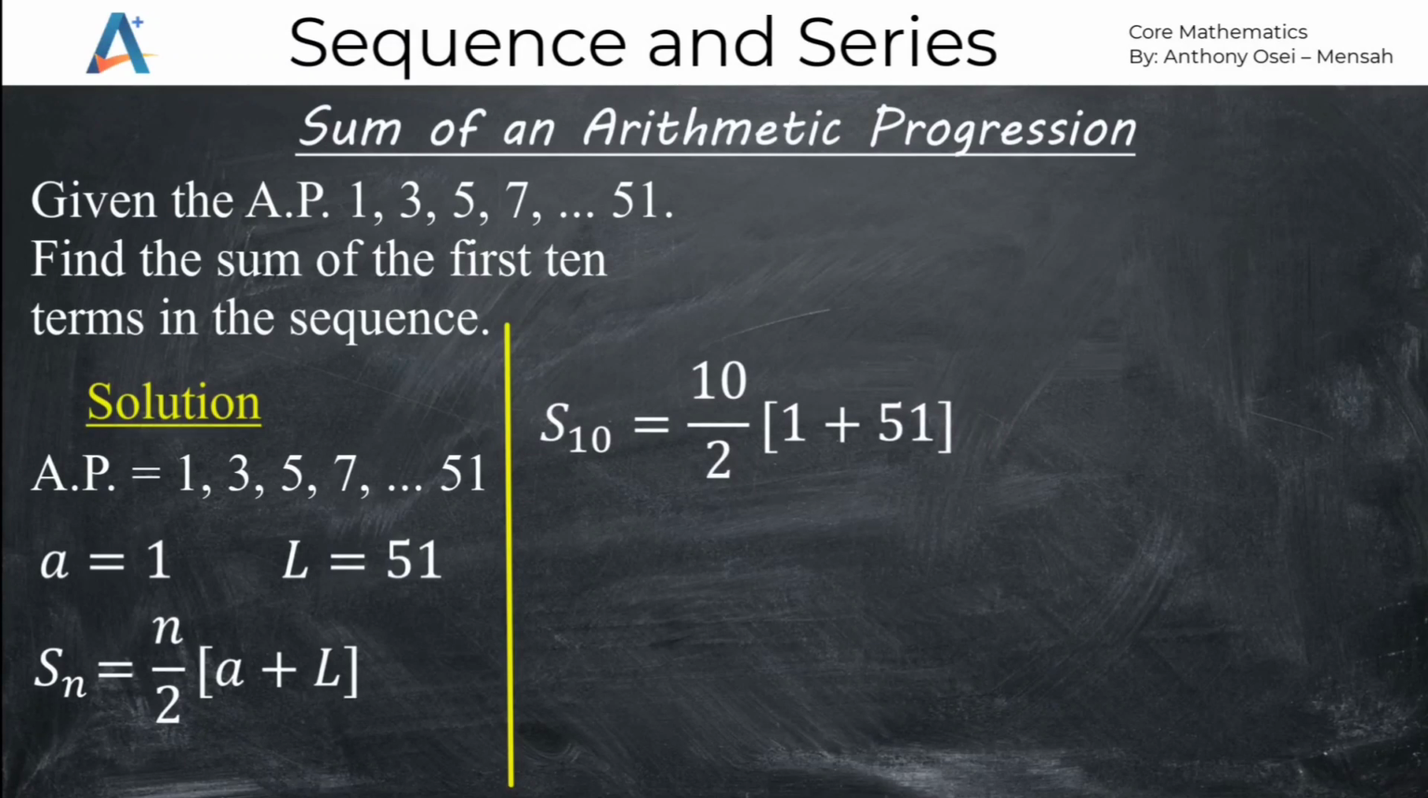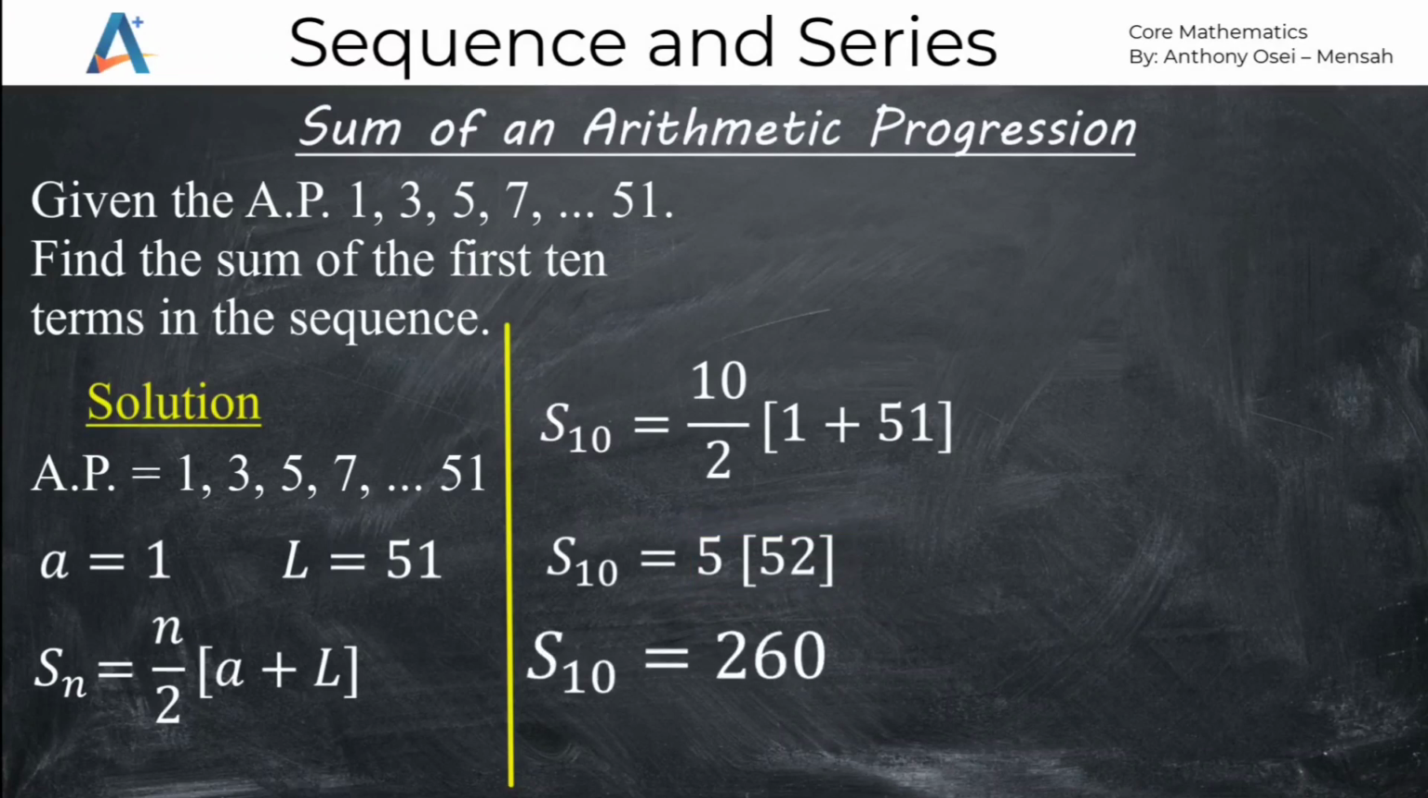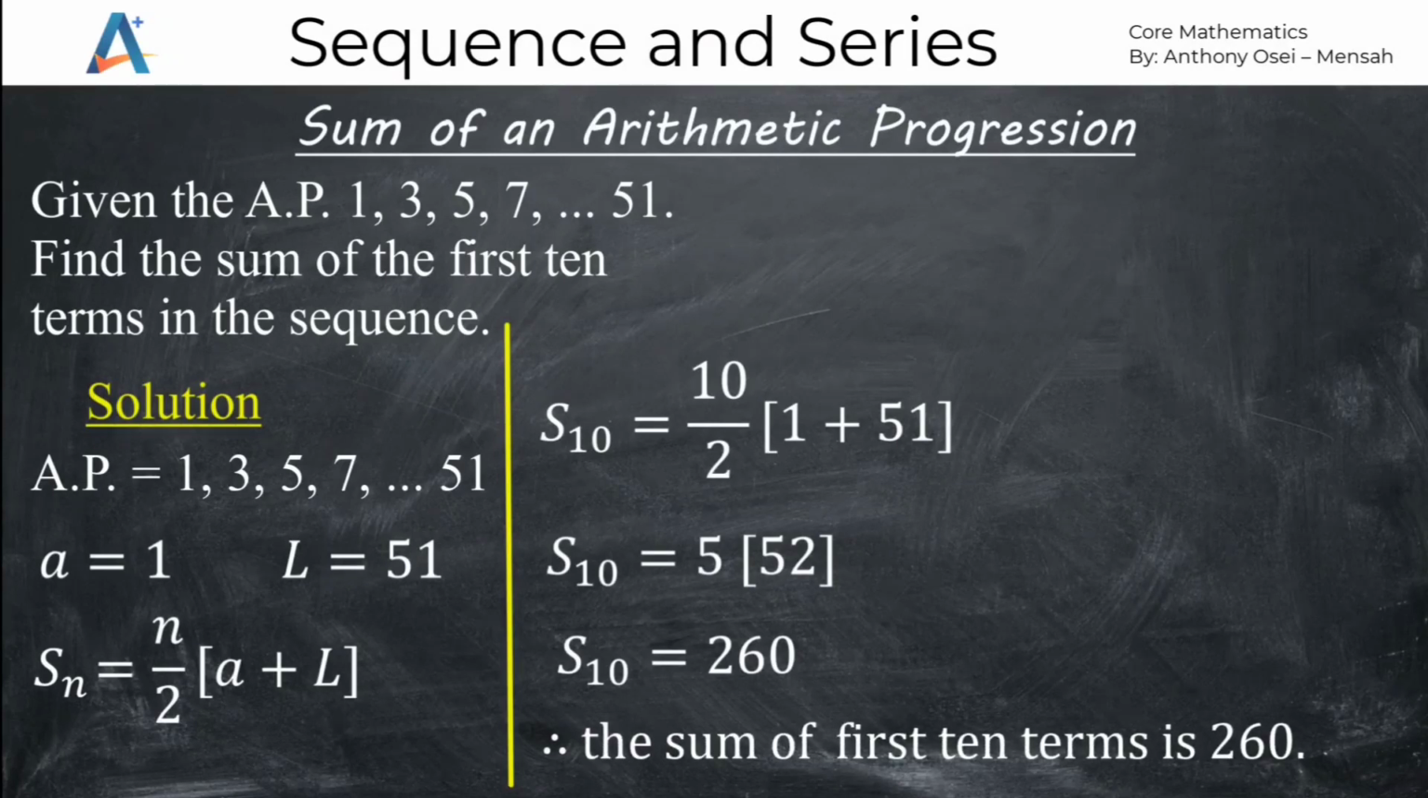So then we simplify. S10 is equal to 10 divided by 2, which is 5. And then 1 plus 51 is 52. So multiply 5 by 52. So 5 times 52 will give us 260. So S10 will be equal to 260. So therefore the sum of the first 10 terms is 260. So if you know the 10 terms in this particular sequence and you sum all the 10 terms, you are supposed to get 260.